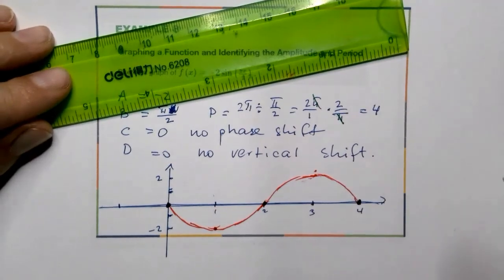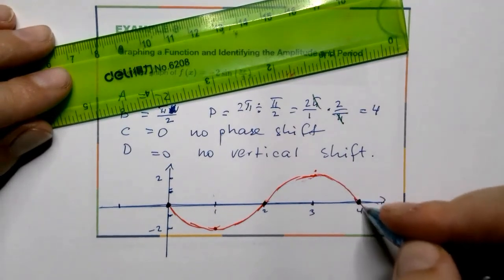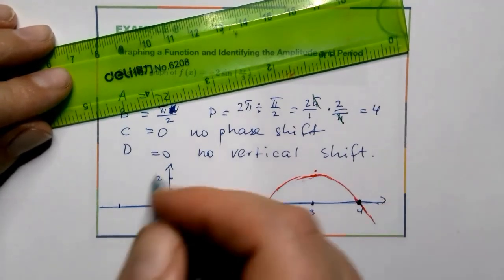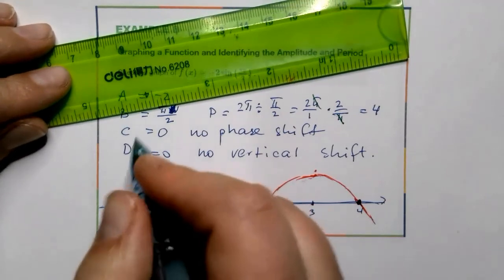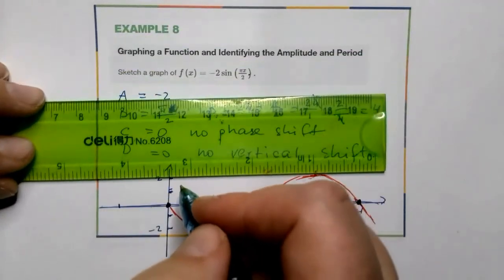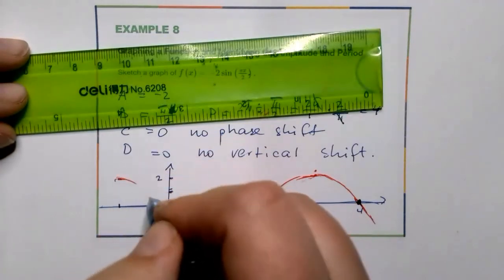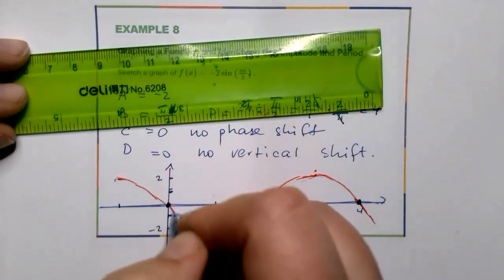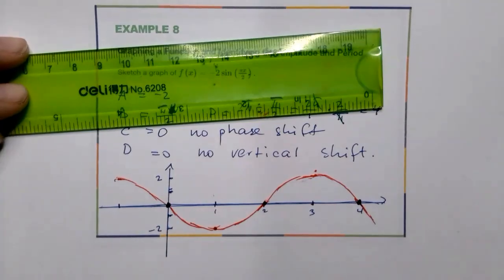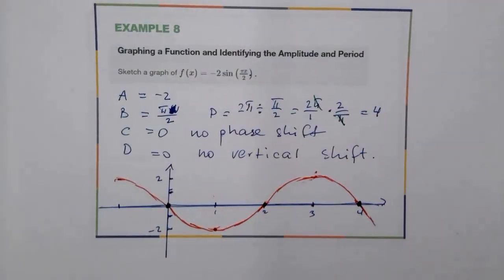Okay, so this is one period of the graph, and we could indicate that it continues on both sides. And this is it. This is how it works. This is my graph, my sinusoid.